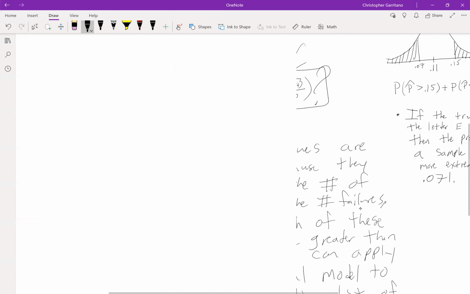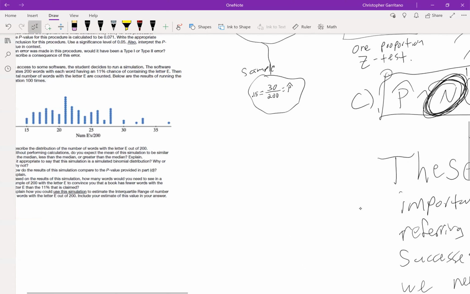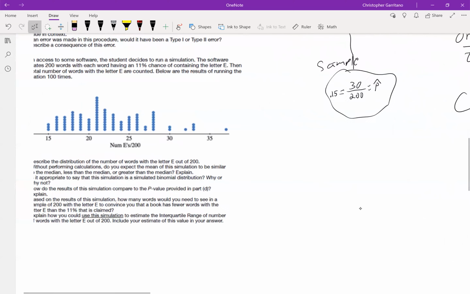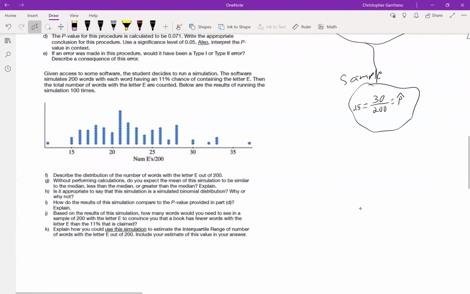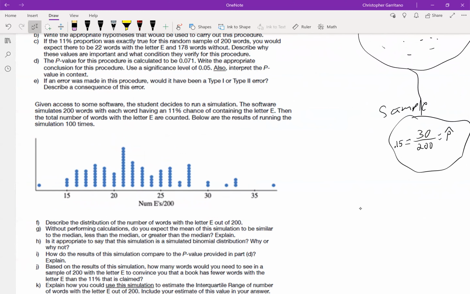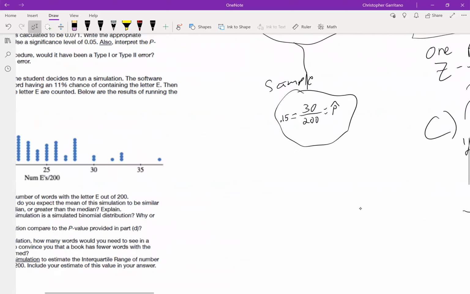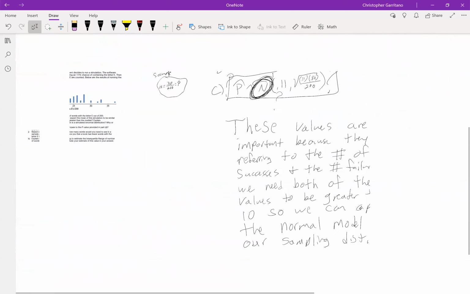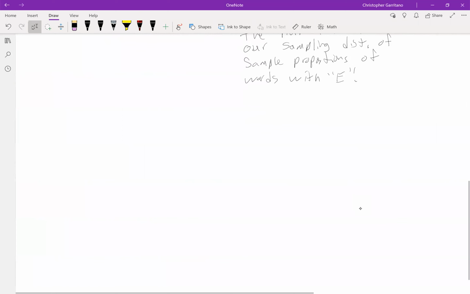All right. We're not even halfway there, or we're getting close to halfway there. So like I said, this is a crazy long problem. Please don't expect to see something like this. All right, part E. If an error was made in this procedure, would it have been type 1 or type 2 error? Describe a consequence of this error. All right, let's find an empty spot. I know I'm all over the place.